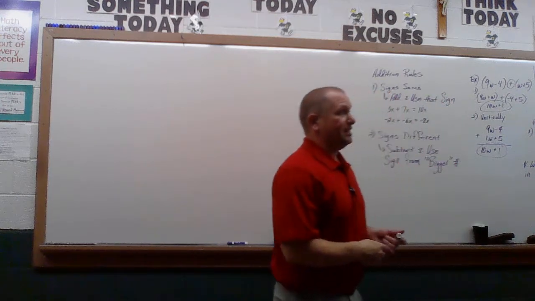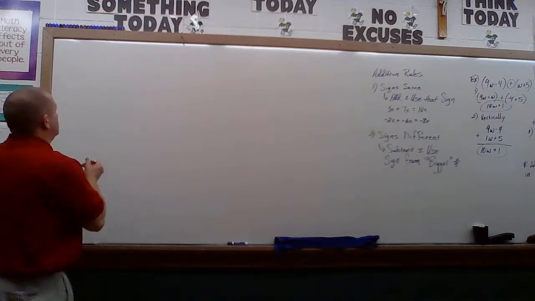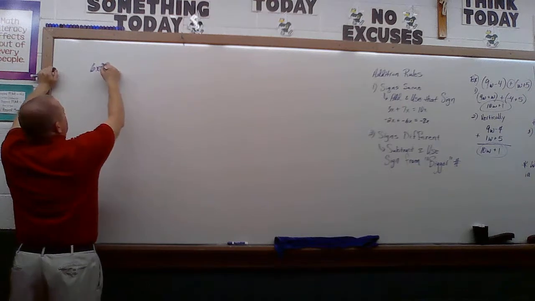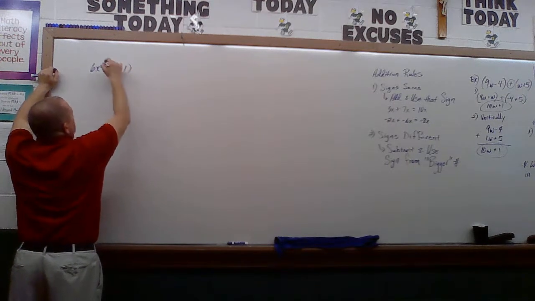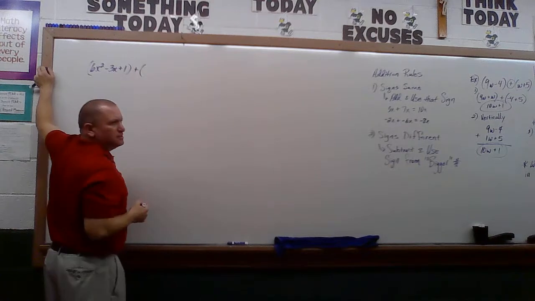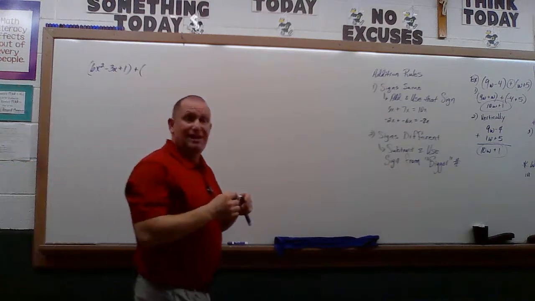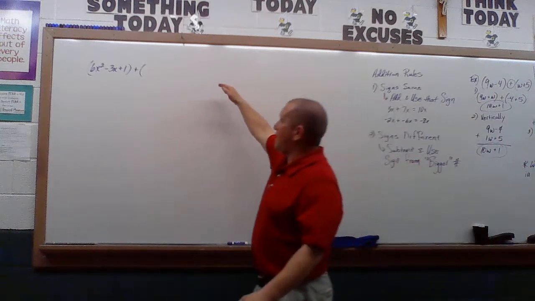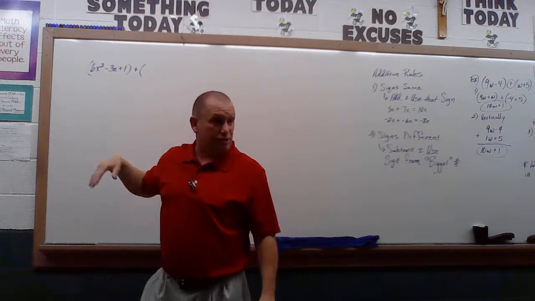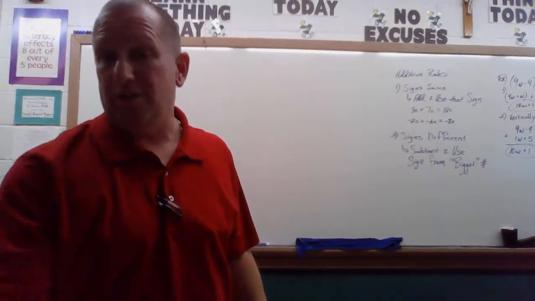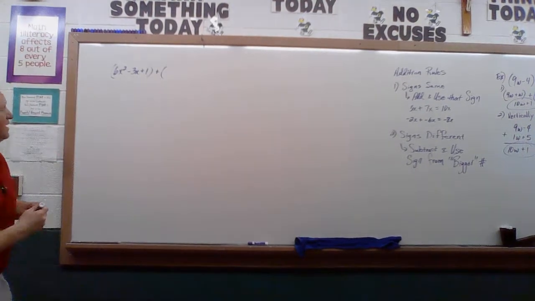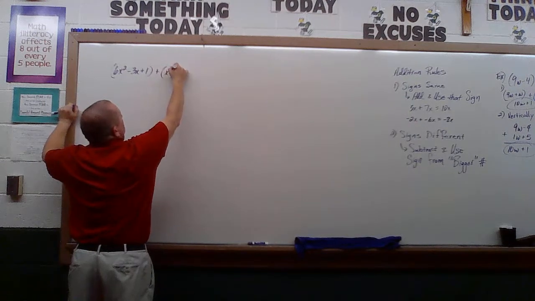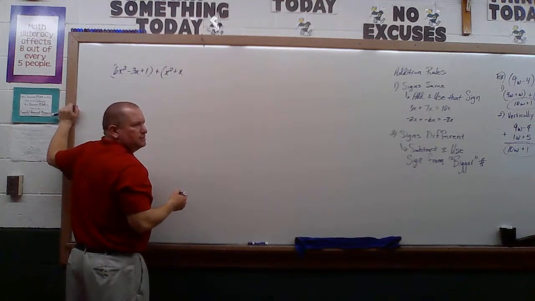All right. So again, now you get to decide what method you want to do. So here's my problem. 6x squared minus 3x plus 1 plus. Now, if you want to do it vertically, right here, if you want to do this method, then as I'm writing the second one down, you just write it underneath the part that you would match it up with. Okay, so realistically, you would see it in the book, and you would just rewrite it as you're writing it on your paper. But my problem is going to be x squared plus x minus 1.